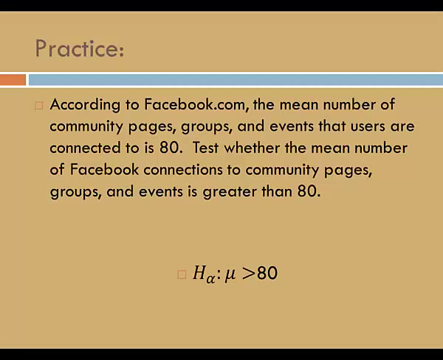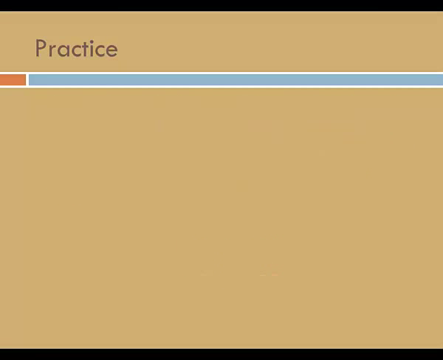The complement of greater than would be less than or equal to. So the null hypothesis is that the mean is less than or equal to 80. This is a right-tailed test since there is a greater than statement in the alternative hypothesis.